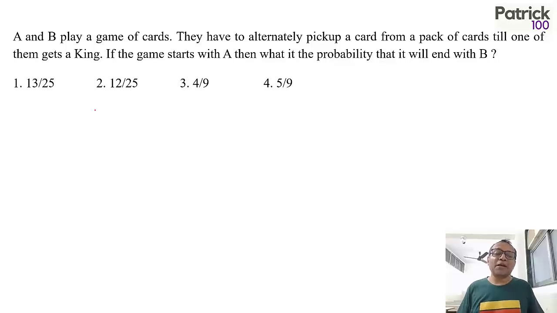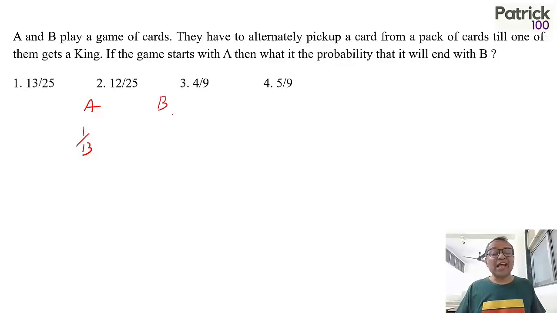A and B play a game of cards. Here again, you continuously play, so if you do one round, you can automatically get the answer for all the rounds. For example, let's say A starts the game. What's the chance that A will get a king? The chance of getting a king is 4 by 52, which is 1 by 13.